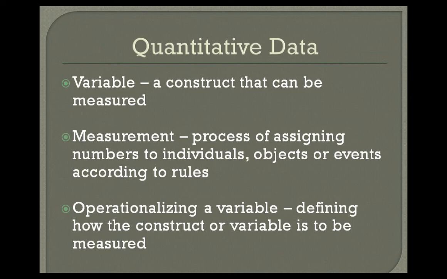Well, what's measurement? Measurement is the process of assigning numbers to individuals, objects, or events according to rules. So if we're talking about my height, I am 5 feet 5.5 inches, and the way we assign this number to me, 65.5 inches, is by knowing the distance of 1 inch and then measuring the inches from the bottom of my feet to the top of my head, and that's my height. So operationalizing a variable is defining how the construct or variable is to be measured.